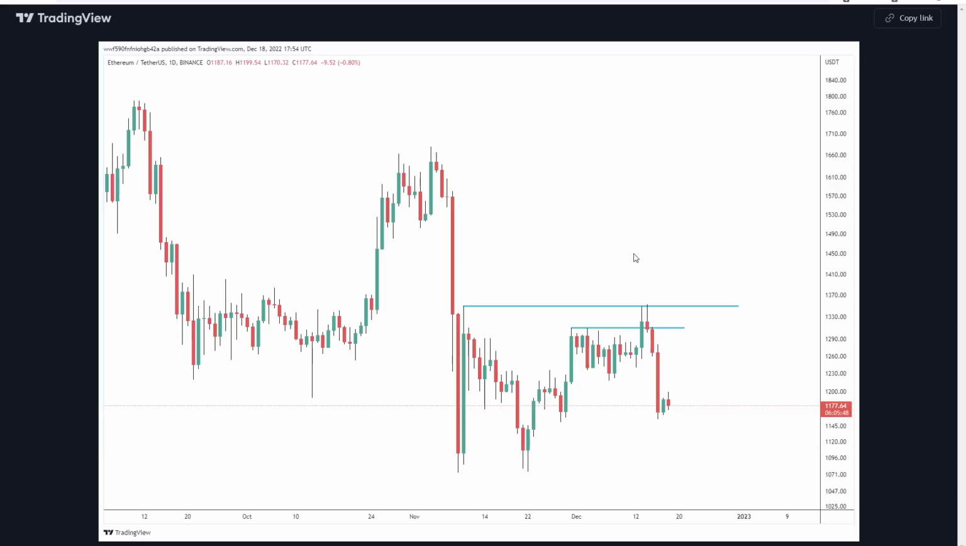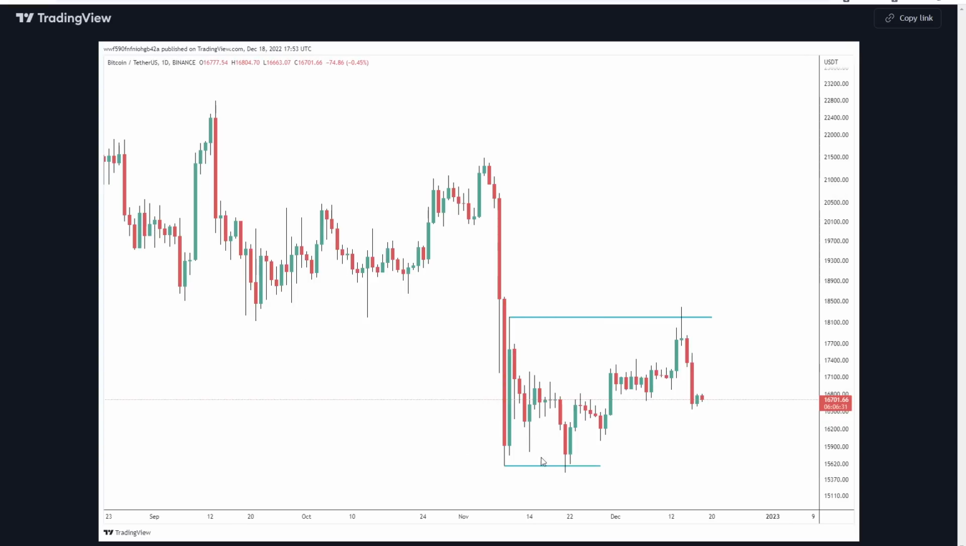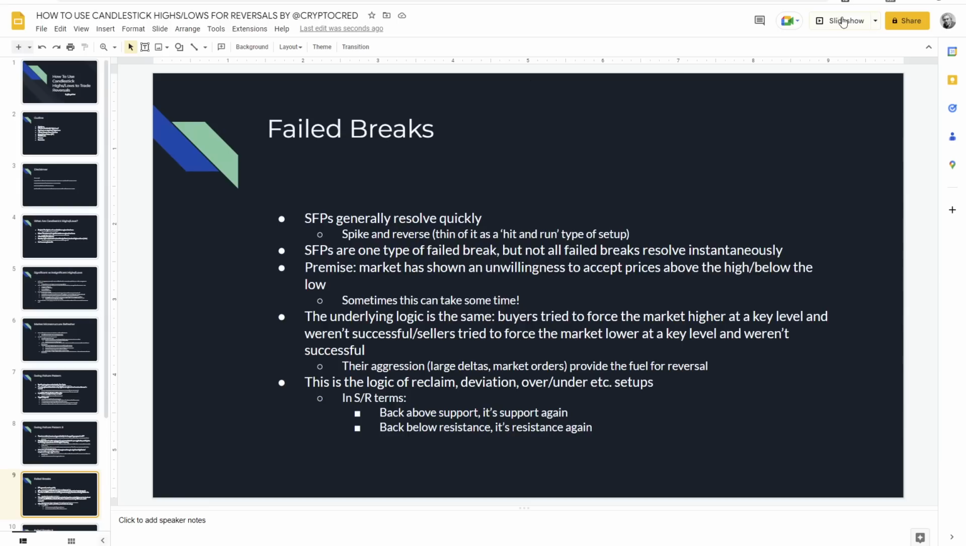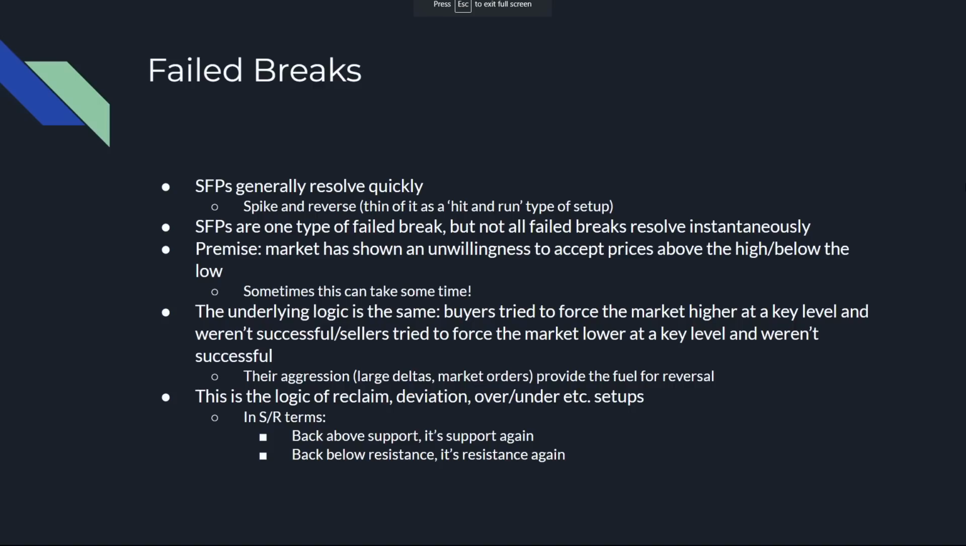Similar example on BTC, spike below, close above, doesn't waste any time, next day up, pull back, and then continuation. Same thing here. Spikes above, close below, next day, just rugs. So SFP setups at their core, and this is one of the benefits of trading them, generally resolve quickly. And if your SFP isn't moving quickly, then it's probably not going to be the best setup in the world.